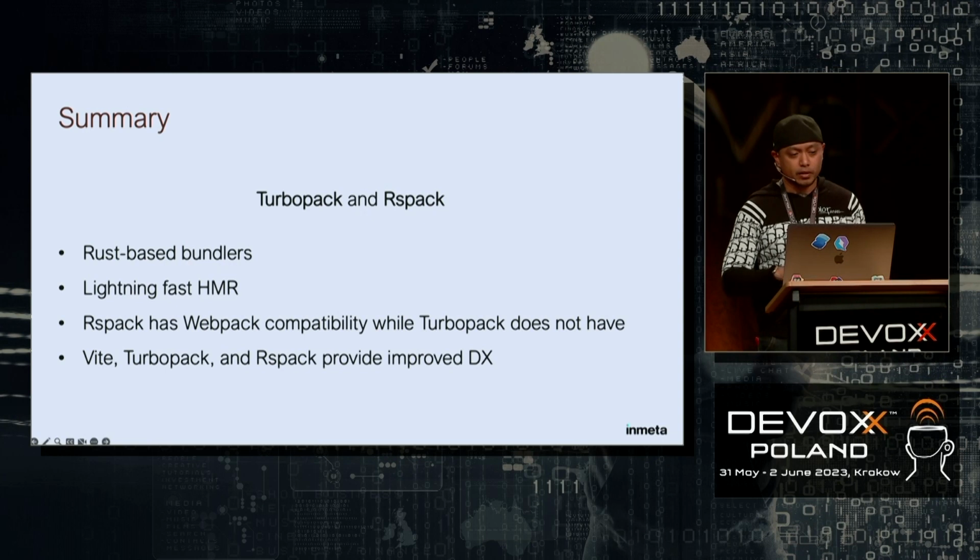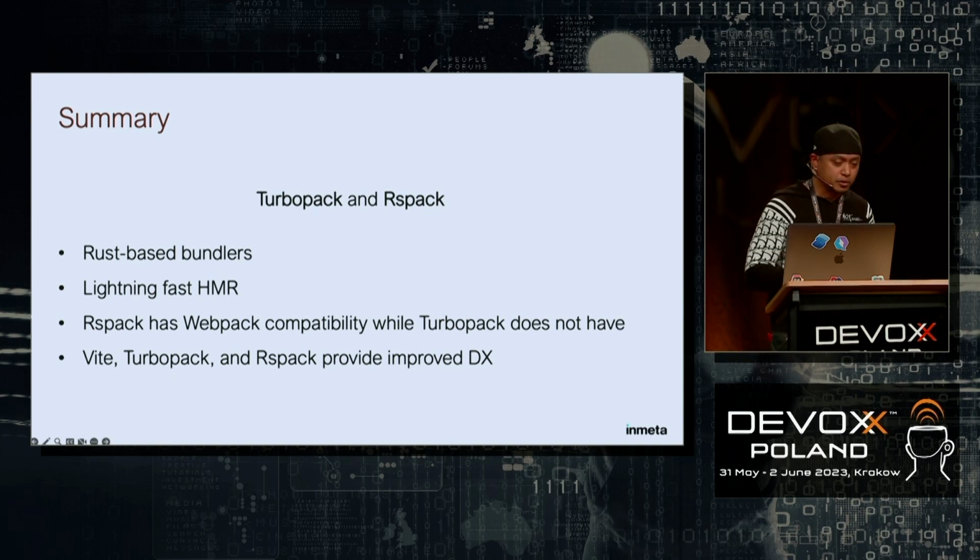So Turbopack and RSPack are Rust-based bundlers. They give you lightning-fast HMR, which is also beneficial for developers and is going to help our productivity. RSPack has Webpack compatibility, while Turbopack does not. And with Turbopack and RSPack, we improve our DX in our day-to-day work.